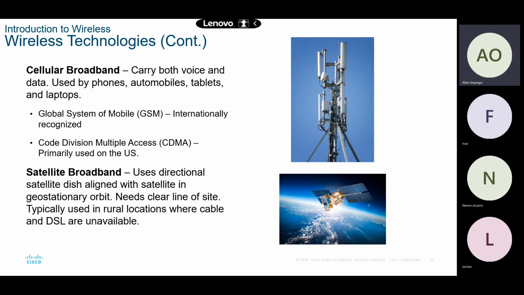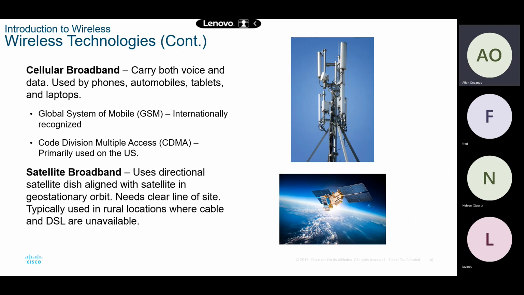I know that the cellular or mobile phone network is very popular. And so this type of network is the one we call cellular broadband. It has become very popular, and it's been growing with reference to generations. So we had second generation, we went to third generation, what we call 3G. Then we went to 4G, fourth generation. And now we are at 5G, which is the fifth generation. It's used by mobile phones, automobiles, tablets and laptops.